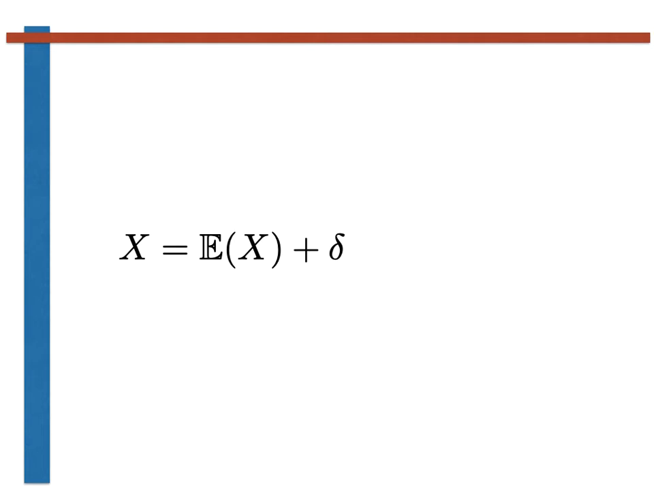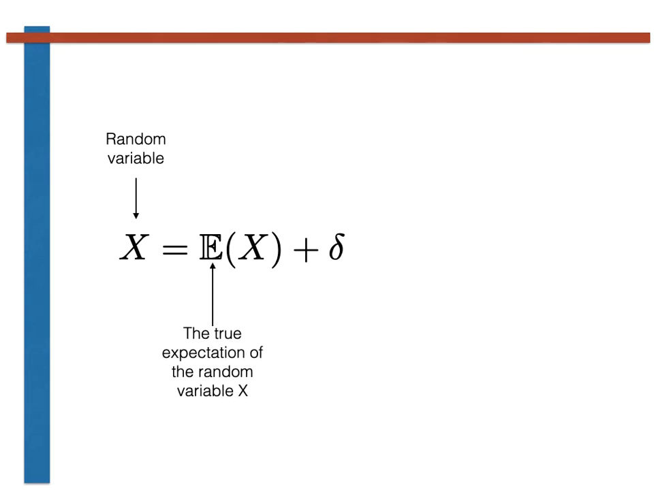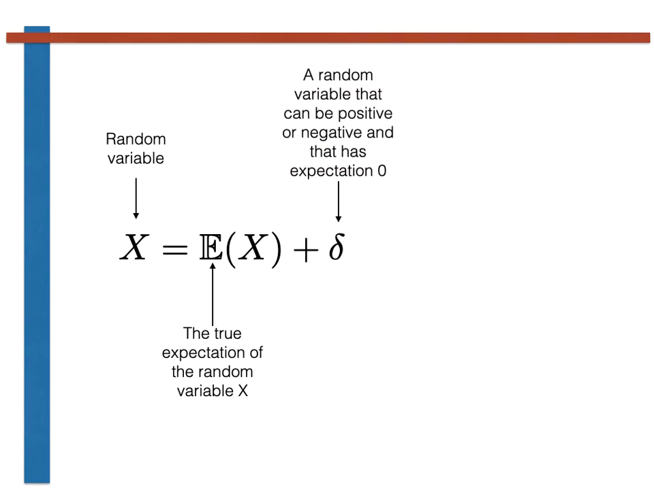When we studied variance and the method of least squares in week 5, we introduced the following framework for thinking about random variables. We said that the random variable capital X could be written as a sum of the true expectation of the random variable and a random variable which we call delta that could be positive or negative, but that had expectation 0. We visualized this decomposition of the random variable capital X as shown here.